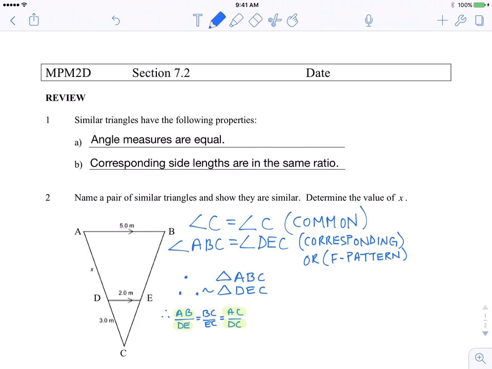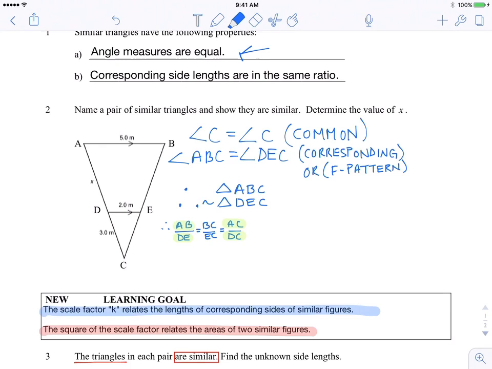So similar triangles have the following properties. Well, first and foremost, they have angle measures that are equal. And the second thing is that corresponding side lengths are in the same ratio. All right, so let's take a look at the similar triangles that are given here. It says name a pair of similar triangles and show they're similar.